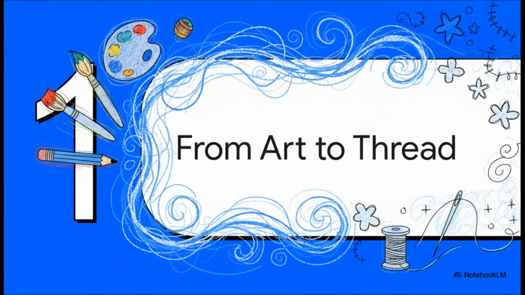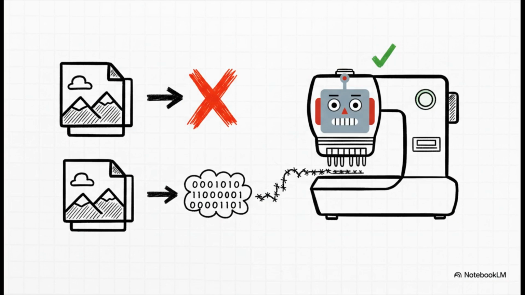The entire journey, from start to finish, really boils down to this one simple idea. It's a transformation from art into thread. See, here's the thing you have to understand. An embroidery machine can't see a picture. You can't just show it a JPEG of your company logo and expect it to start sewing.